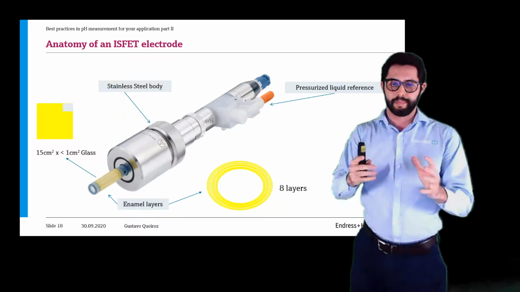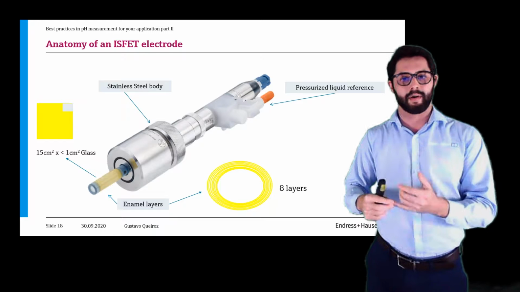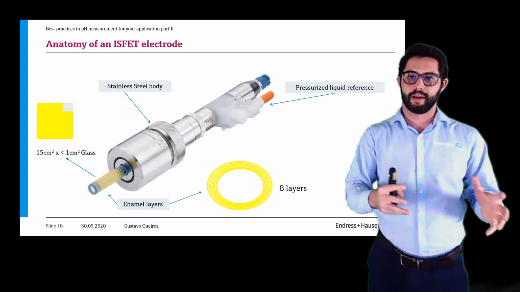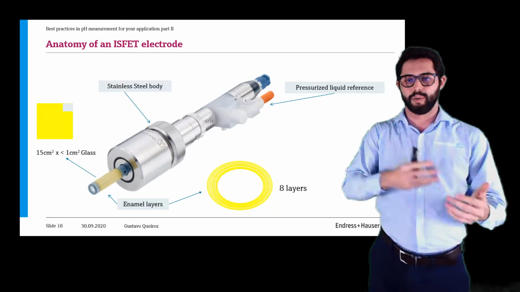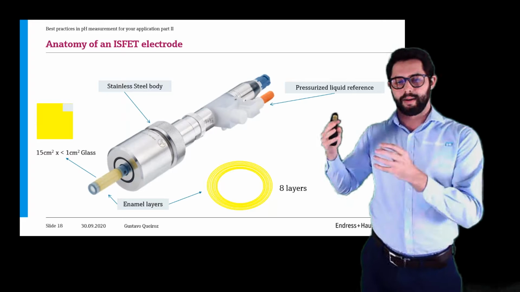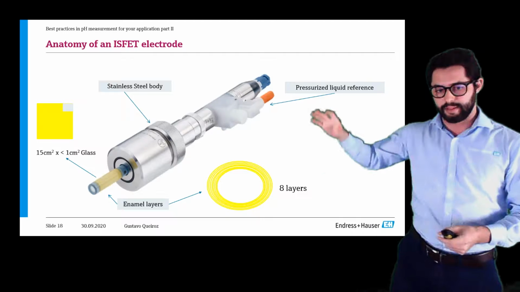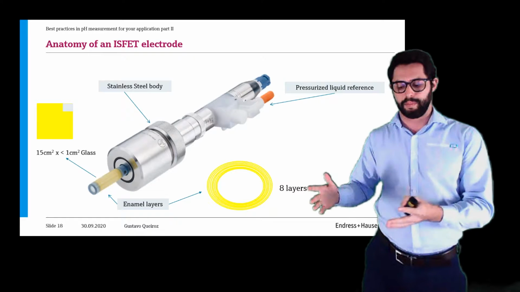So this makes this kind of technology suitable to measure pH even in very high viscosity and very sticky media. If you have the same application and you try to do this with an ESFET electrode, you will always need a cleaning system to ensure that the sensor is not clogged at all. So this is a different concept we have for measuring pH.